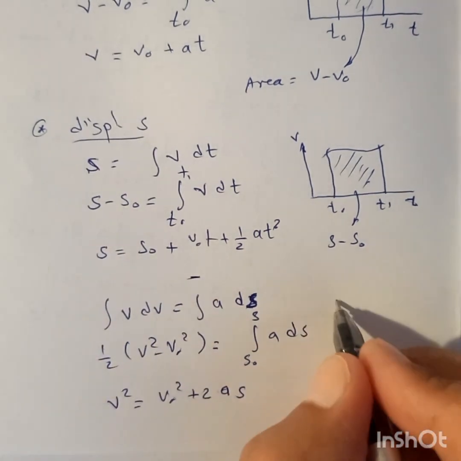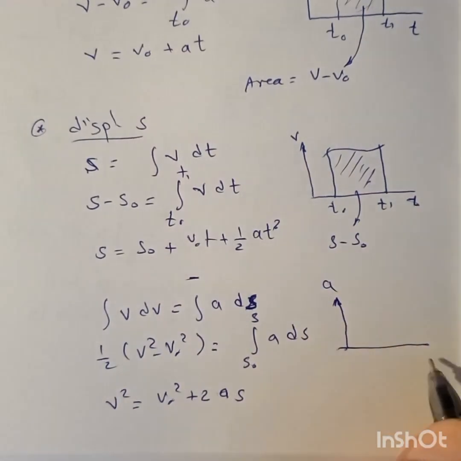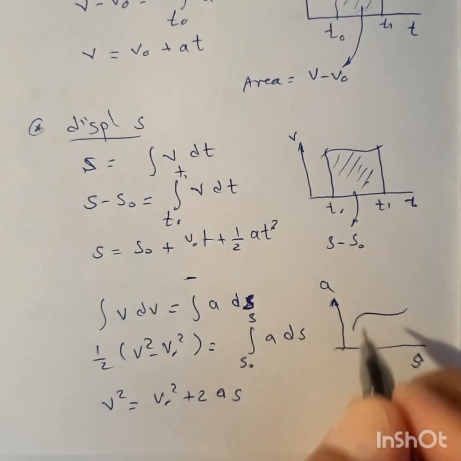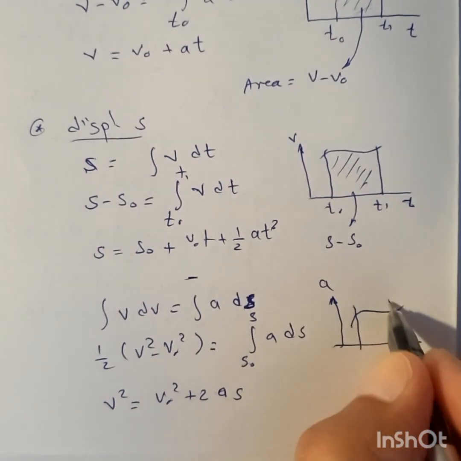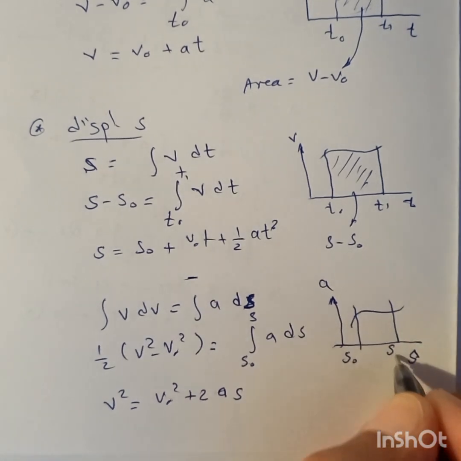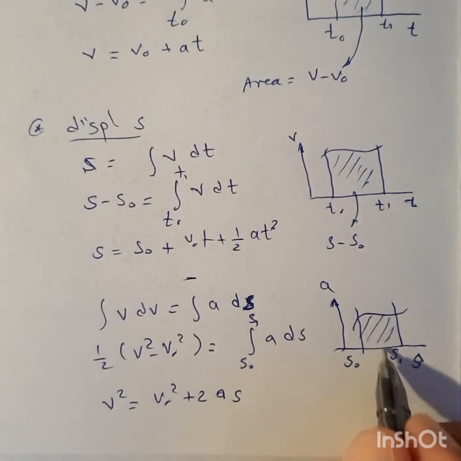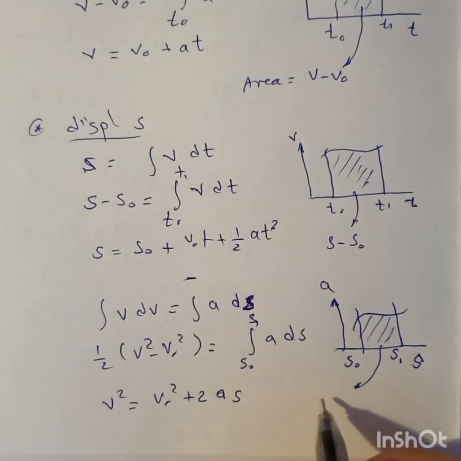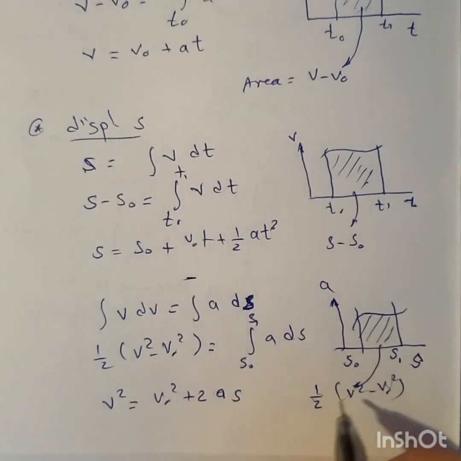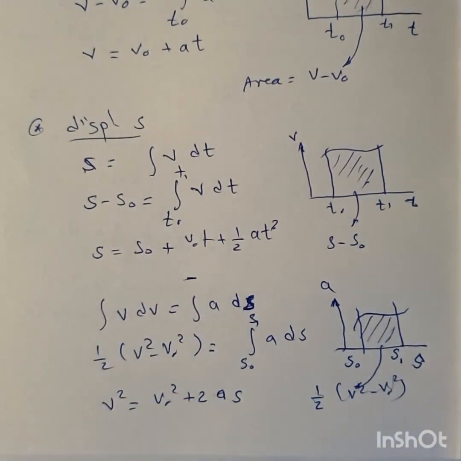For this one, if we have a relation between acceleration and displacement s, then this curve represents the relation between a and s from s equals 0 to s equals s1. The area under this curve represents the quantity half v squared minus v naught squared according to this second definite integration relation.